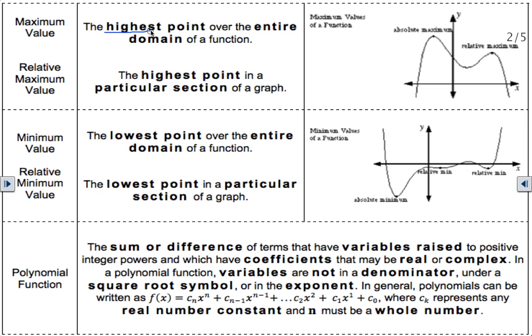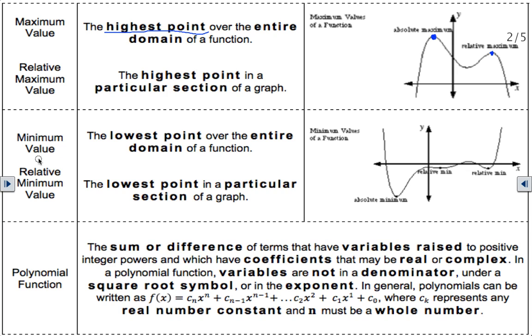We've already covered maximum values. It's the highest point on the entire domain of a function. Relative maximum values are the highest point in a particular part of the graph. So in this example, this would be your absolute maximum value, the highest point in the whole function, the whole domain. But this one is also a maximum point, and we'd say it's a relative maximum point. So in this case, we have two high points.